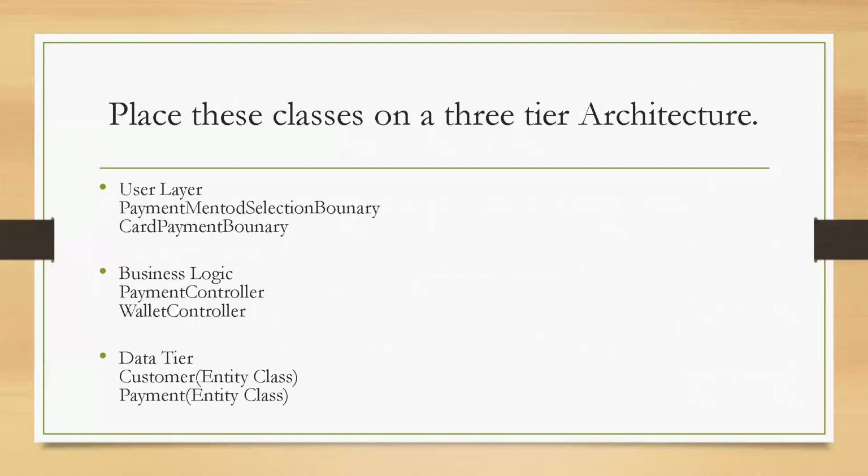And the third question, how will you place these three classes in the three-tier architecture? You know the three-tier architecture: first one is the presentation layer, second one is the business logic or application layer, and the third one is the database layer. Okay.